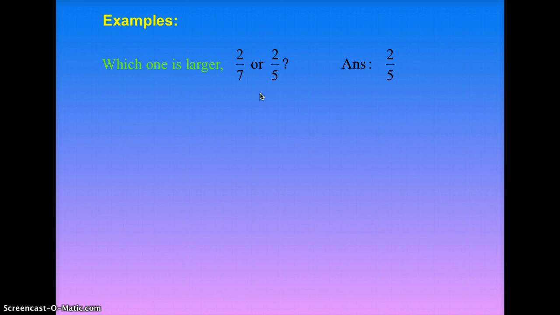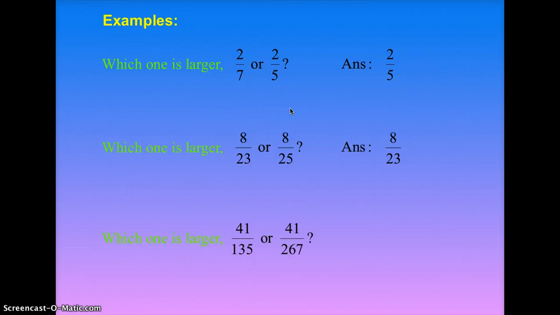Go ahead and write it on your paper and try to answer this one. We've got 8/23 or 8/25. Remember, the larger the denominator, the smaller the pieces. So the larger denominator would actually be the smaller fraction, because the numerators are kept fixed. So the answer would be 8/23. Good job.